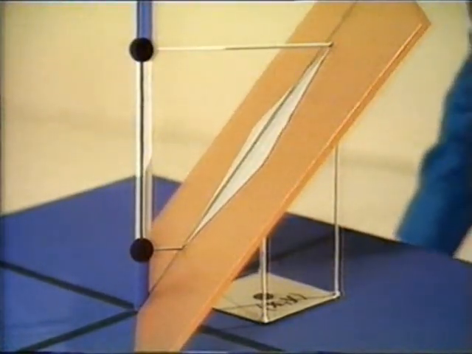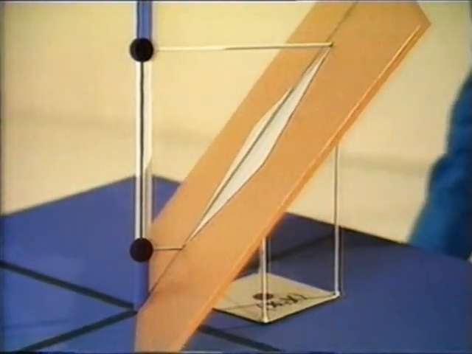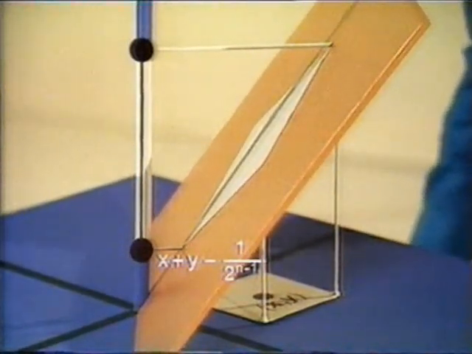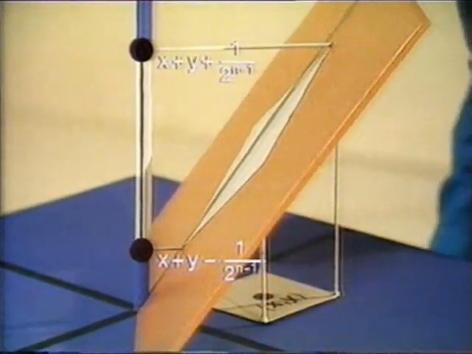Well, we can do that for every rectangle in the nest. And the sort of interval we end up with is one from x plus y minus 1 over 2 to the n minus 1 to x plus y plus 1 over 2 to the n minus 1.